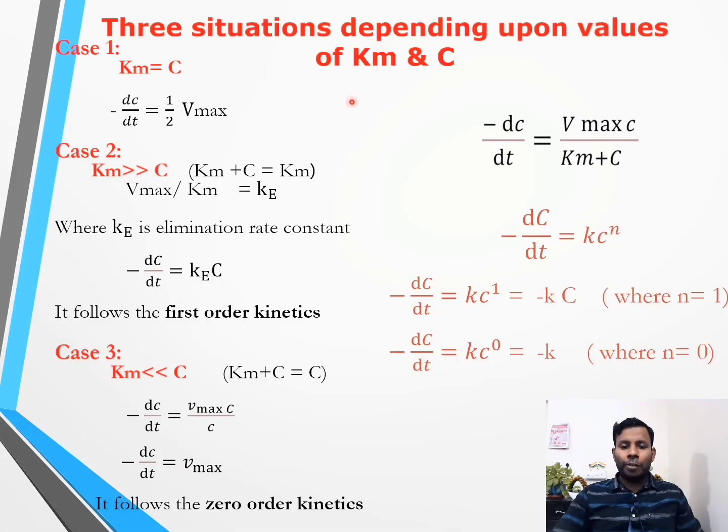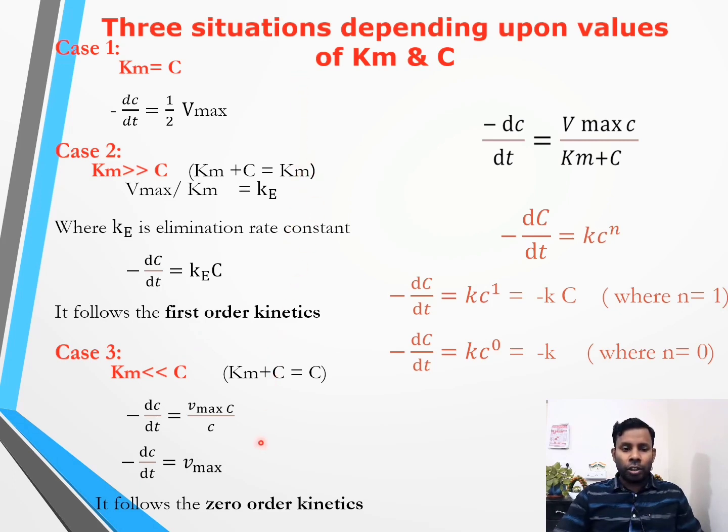Depending on the values of Km and C, 3 cases will arise. Case 1, when Km is equal to C; case 2, when Km is much more than C; then case 3, when Km is much less than C. So what will happen to the Michaelis-Menten equation in these 3 cases, we will discuss.